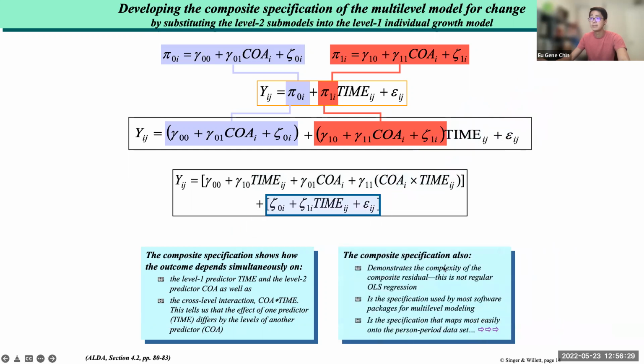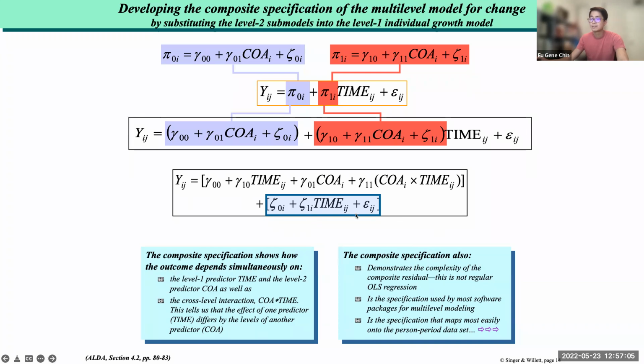It also demonstrates the complexity of the composite residual. This composite is a combination of the level 1 residual epsilon ij, so each individual's scatter around their estimated true trajectory. And then we've also got the level 2 residuals over here, which represent each individual's change trajectory from the population's average change trajectory. So this is not regular OLS regression anymore.